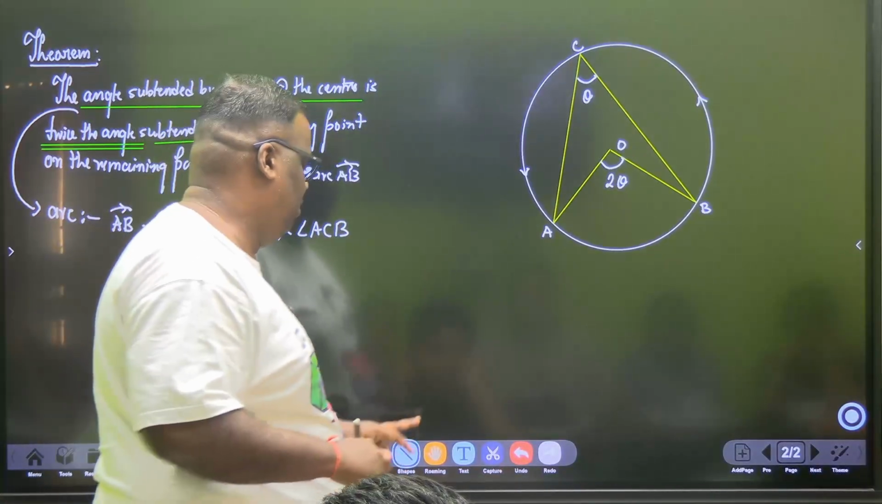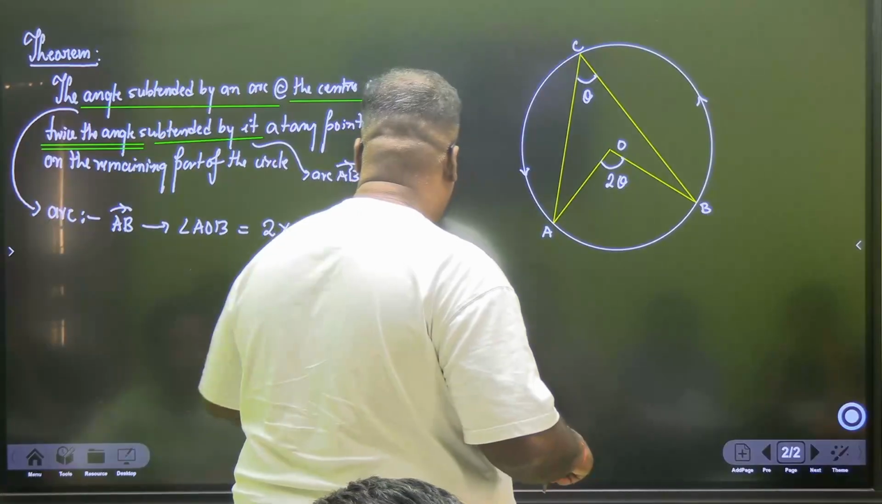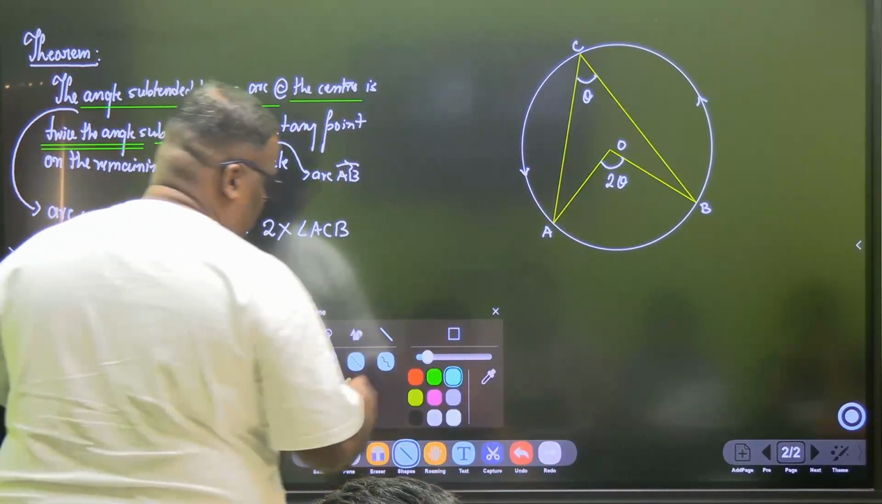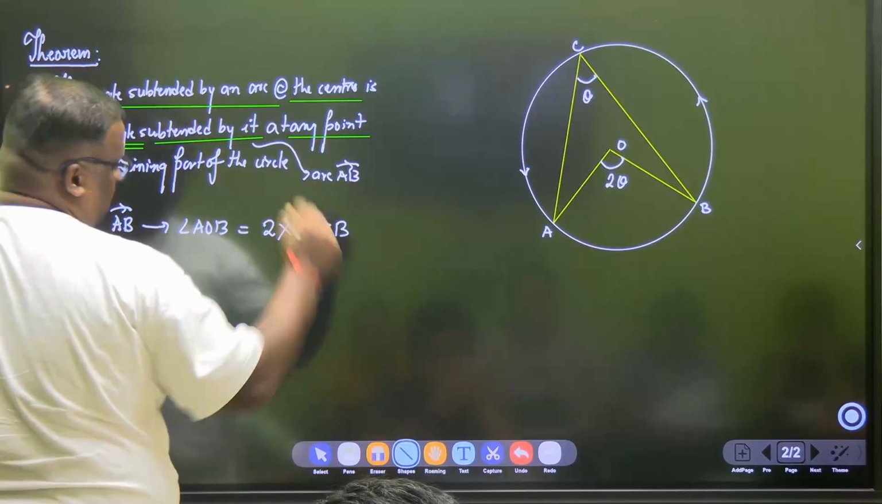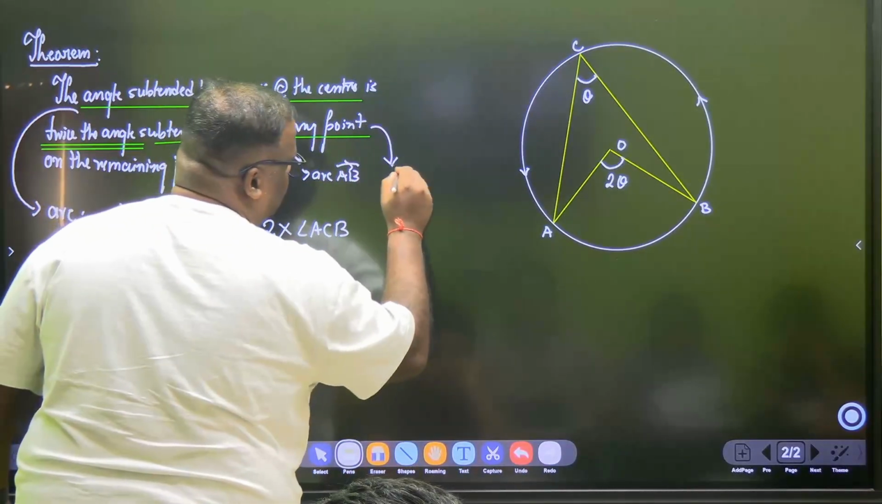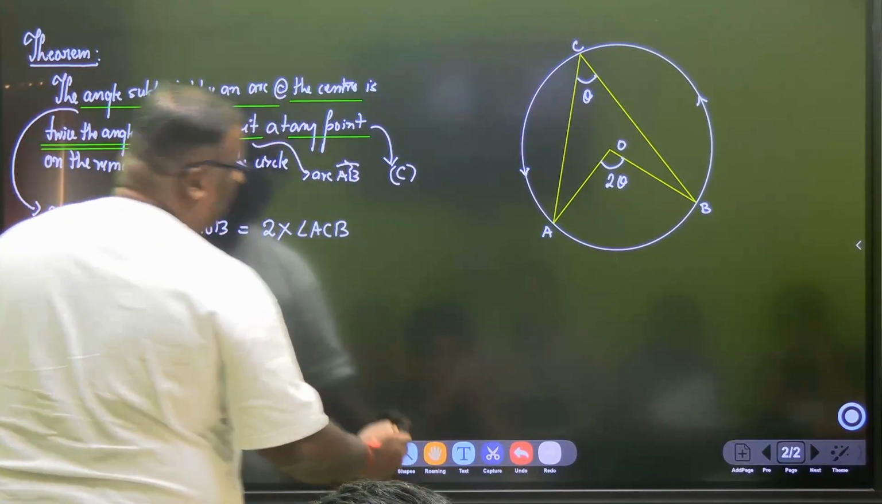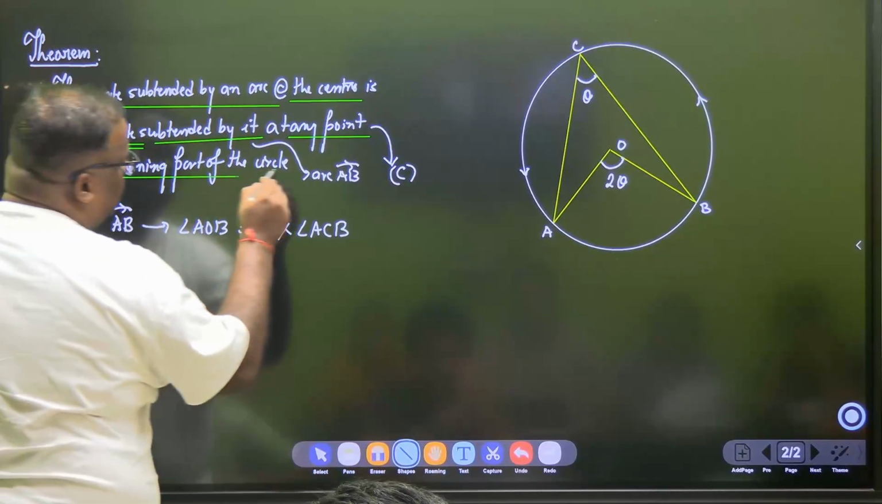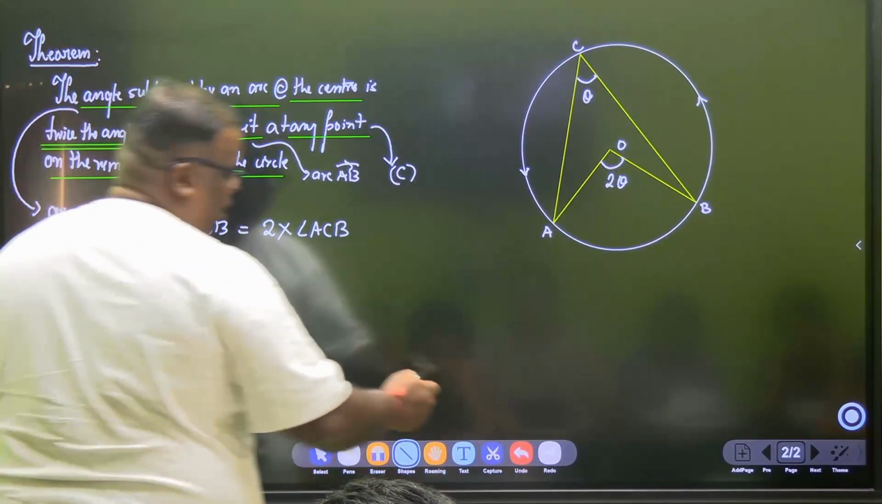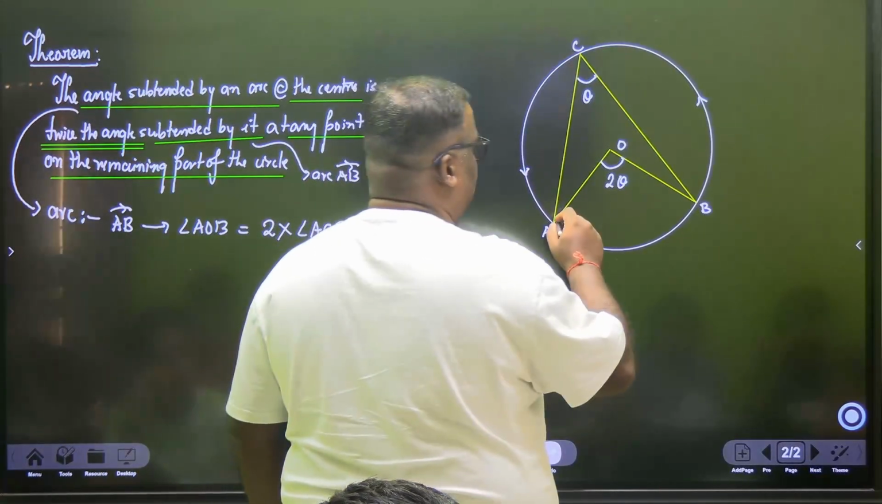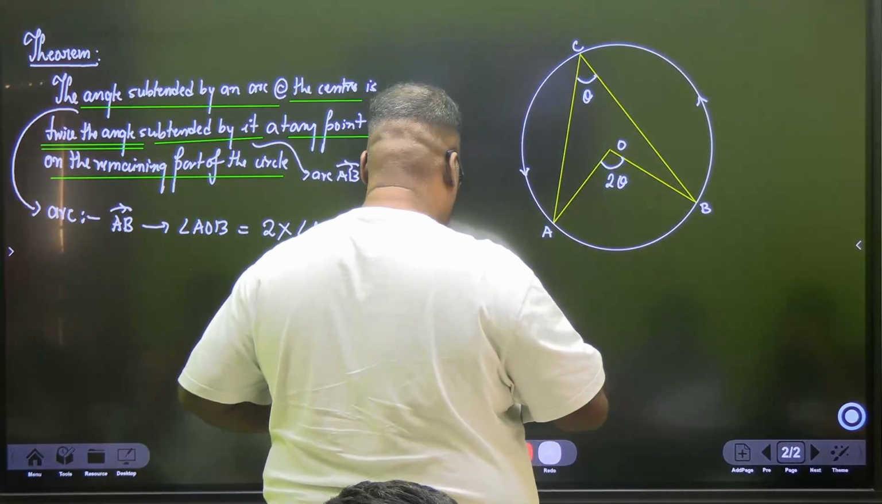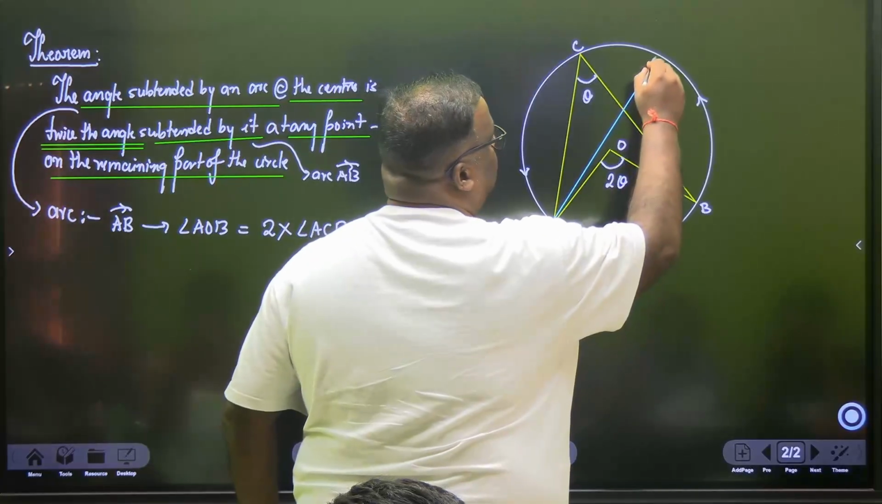Now have a look. I used a word, and the word was at any point. It can be any point. Here I took the point to be C, but this point can be any point on the remaining part of the circle. This is very, very important. It means, if it was not C, it was actually a point.